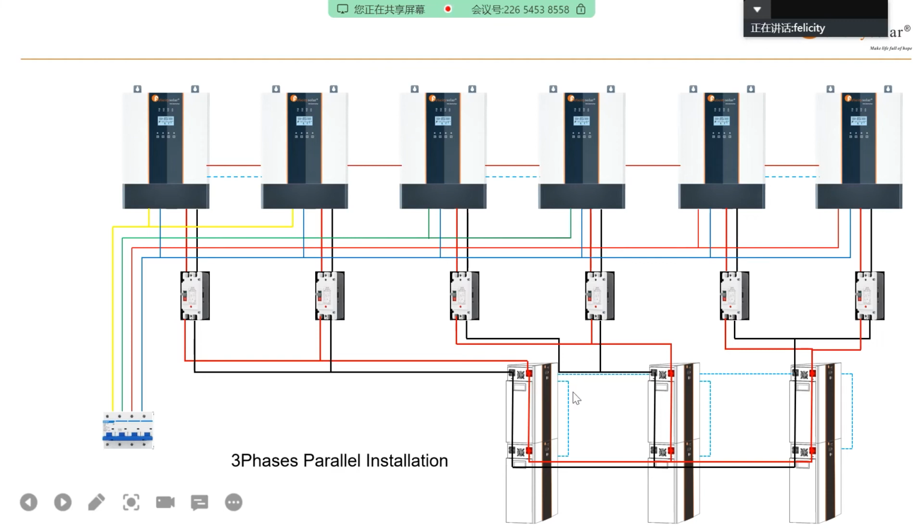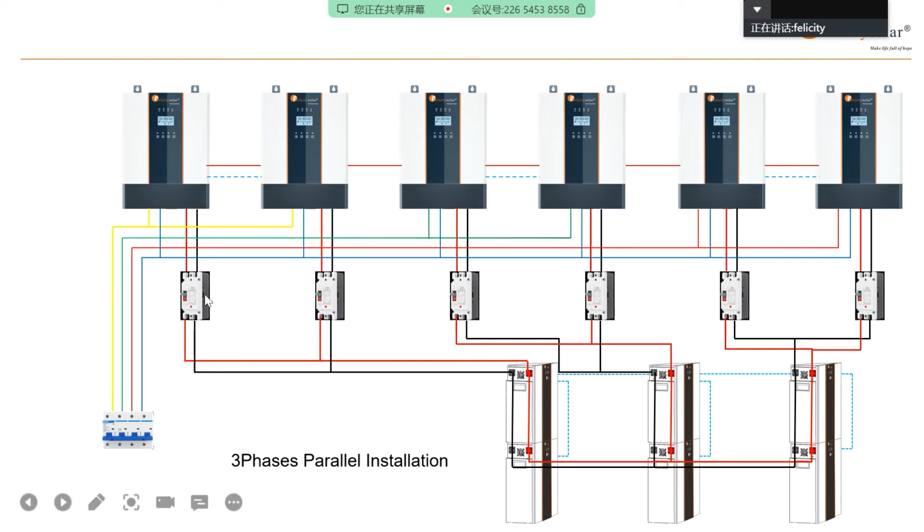Okay, so no matter the battery or the output neutral, you can see here neutral, neutral, the blue one, all combined together. Okay, and this one is the same. So after you complete all this cable connection, the last step is you can set the parallel mode on the battery.